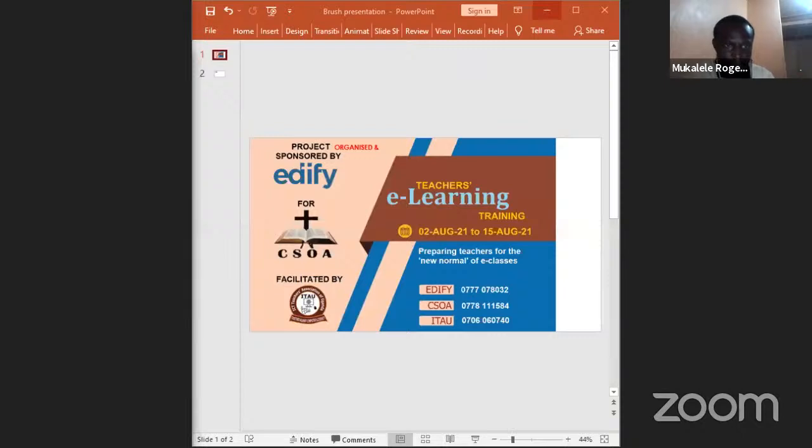So we have Mr. Sazi Benedict, the president of the Christian School Owners Association. We have Mr. Dennis Omario, who is representing Edify. We have a number of teachers and facilitators: Mr. Charles Luanga from ITAU, and Mr. Wamono Michael from ITAU, an admin. Let me give them a chance to greet us within a minute. So let me start with Dennis. Dennis, you can greet the members.